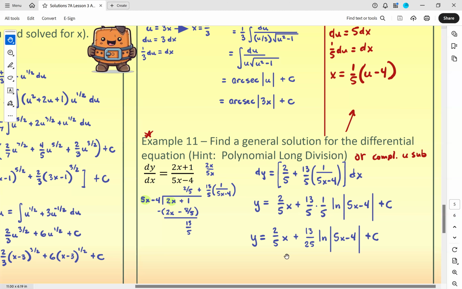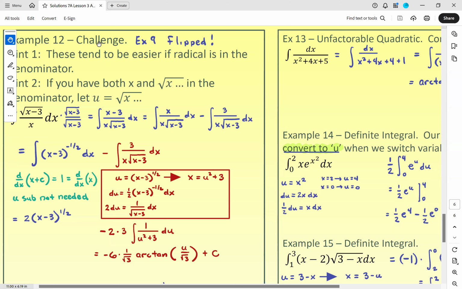I think I need to zoom out so it will let me move the page here. And we've got a few more examples. First of which is example 12. Yeah, this one's wild. I'm not gonna lie about that. I've labeled it as challenge. It actually looks like example 9, but just flipped, which, you might think it's the same pieces, just switched. How much harder could it be? It's a lot harder.